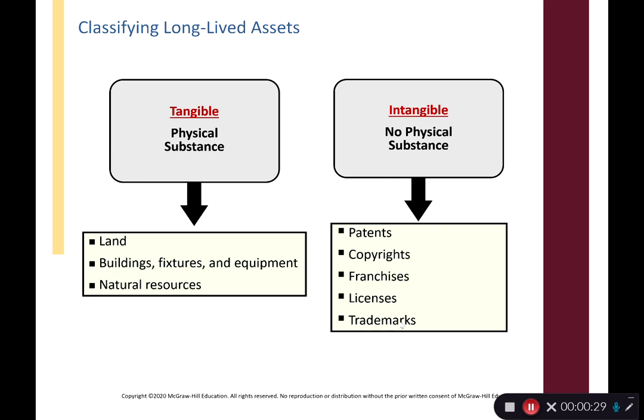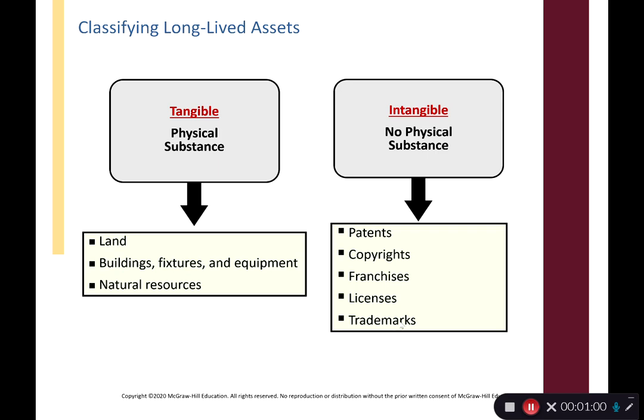Tangible are those with physical substance, like the land that you see when you look out your window, the building that maybe you're in watching this delightful video, the fixtures and equipment that the business may use, and natural resources like oil, timber, coal, and others. Intangible, long-lived assets would be like patents, copyrights, franchises, licenses, and trademarks.